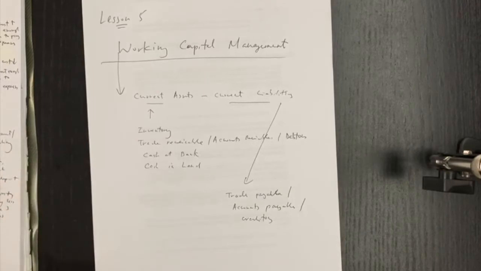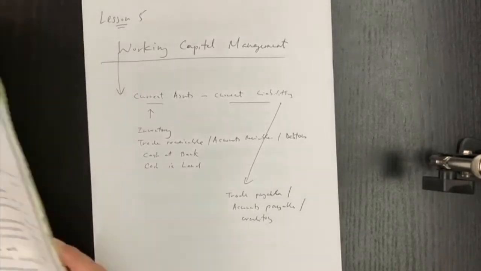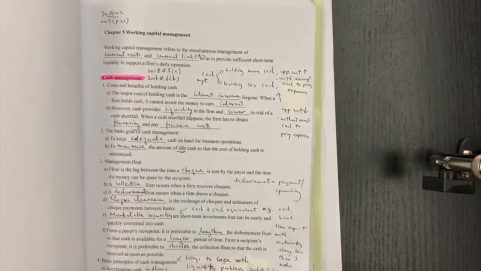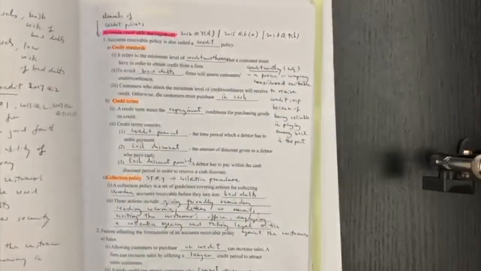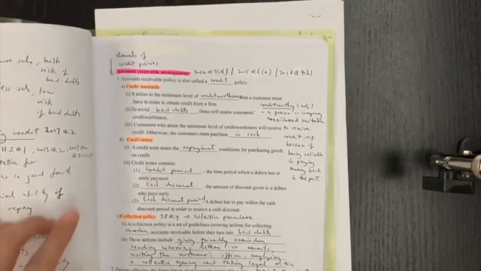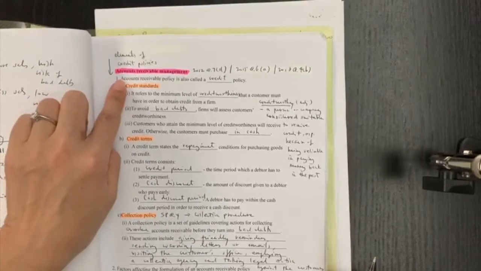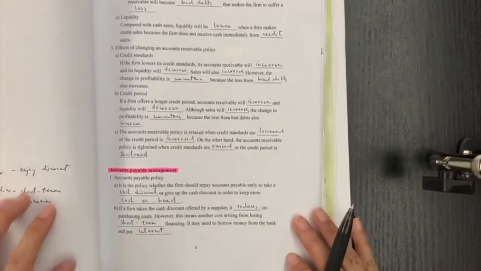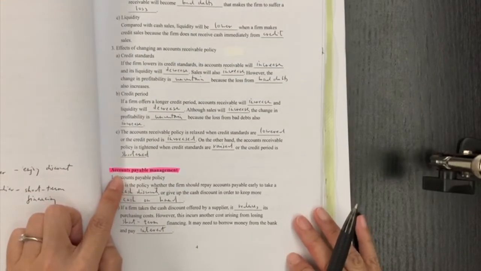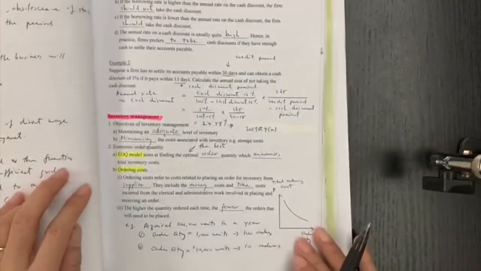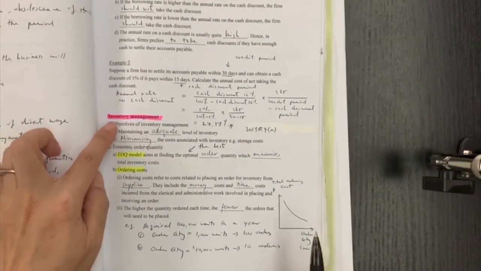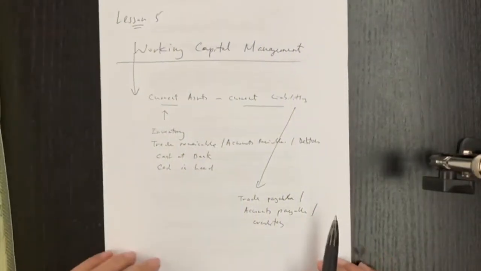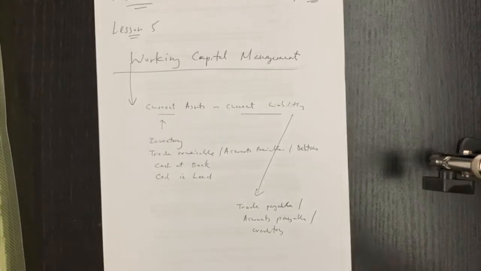If you refer to your handouts, we will have cash management. Then you go to page 3, where we have accounts receivable management. Then on page 4, we have accounts payable management. And finally, on page 5, we have inventory management. So this is the idea of this chapter, working capital management.